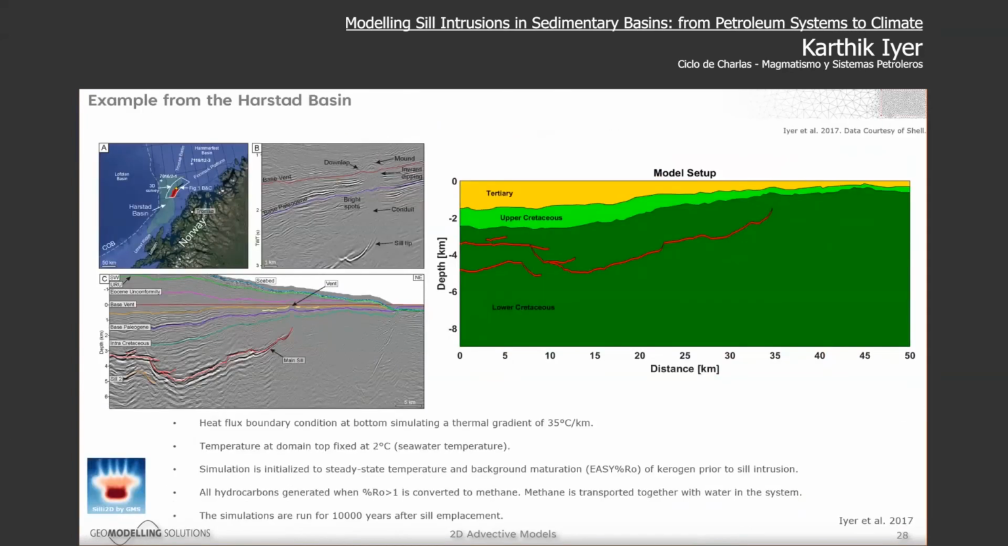So then we have to go use the second dimension. This is an example from the Harstad Basin, also Norway. There's Norway, there's the Harstad Basin, and this is the region we're looking at. This is also in collaboration with VBPR and Shell. And we published this paper in 2019, where we looked at a sill complex, shown here in red, that has intruded in the Cretaceous.